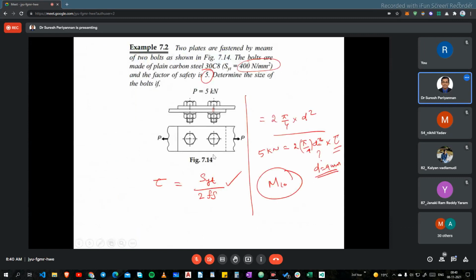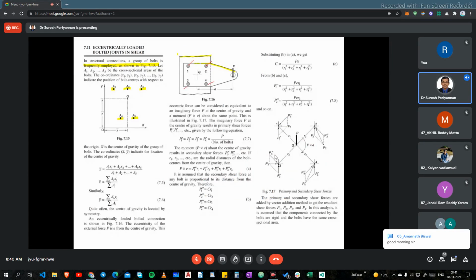Okay, just to recap last class. Overall, we do the recap within 2 to 3 minutes. That will help you understand because for the last 4-5 days you didn't have a class, I mean, about our DME. So first we discussed eccentrically loaded joints in shear.